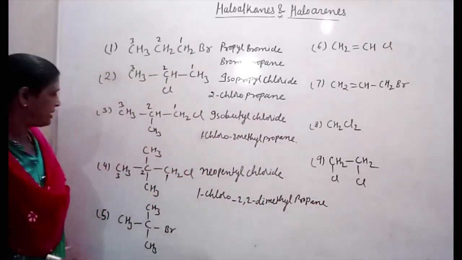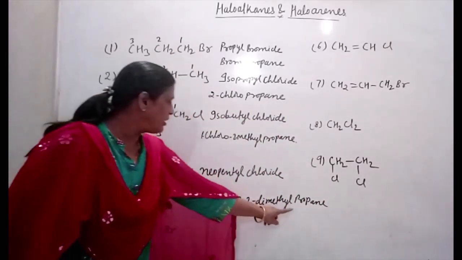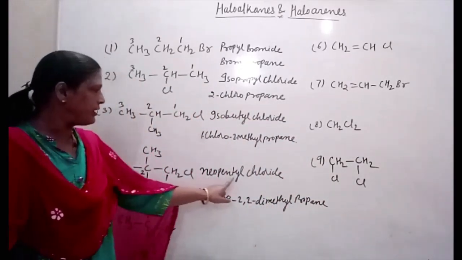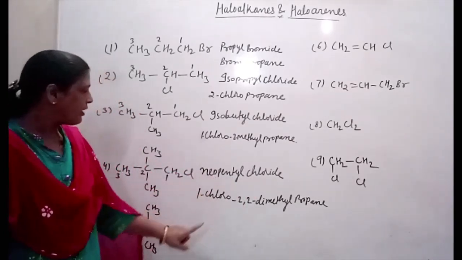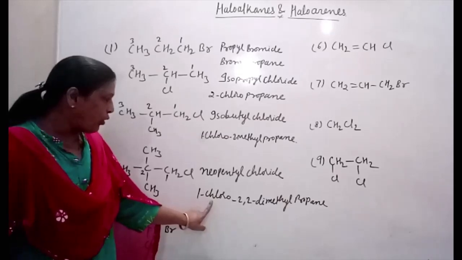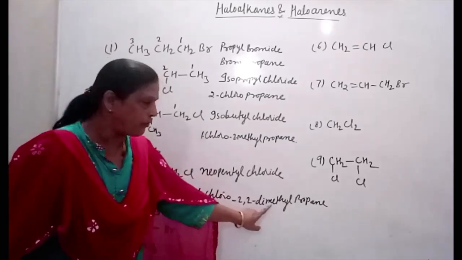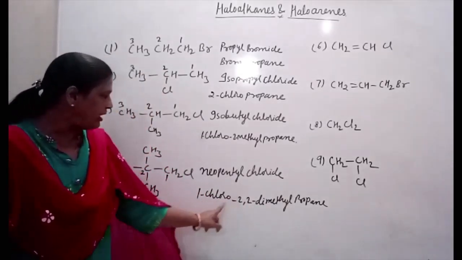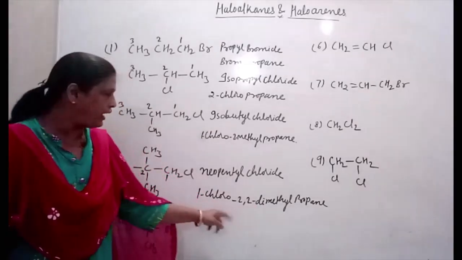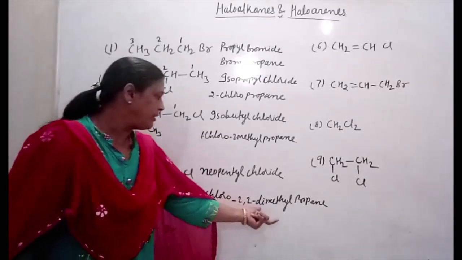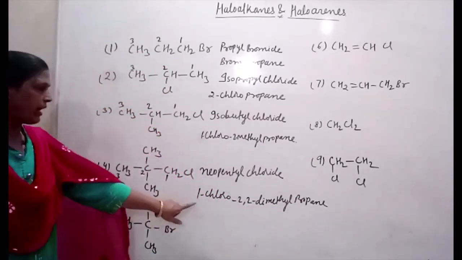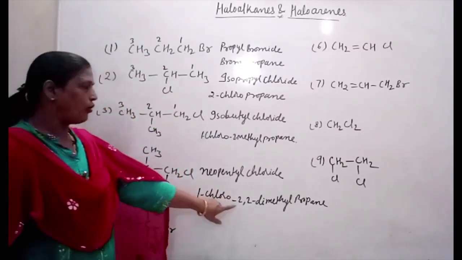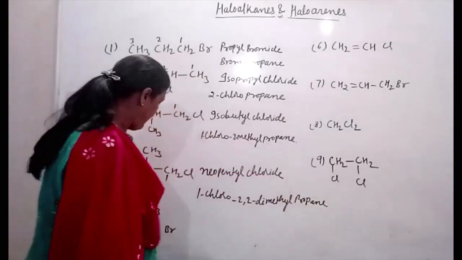Here you can see that it is the derivative of propane, and it is neopentyl chloride according to the common name. Here I use chloro before methyl because we list both groups alphabetically, so C comes first and M comes afterward. So we write 1-chloro-2,2-dimethylpropane.